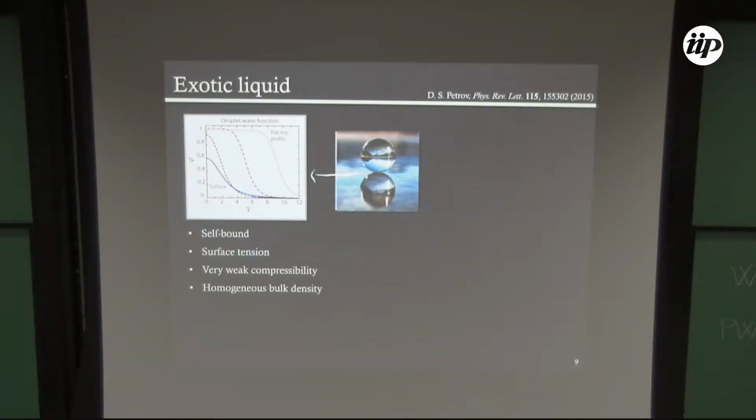This is a very exotic liquid because, first, it will be self-bound using just two-component Bose-Einstein condensates. It will have some surface tension. It will have some very weak compressibility. And an interesting property is that it will have a homogeneous bulk density, because as I explained before, the equilibrium density just depends on the interactions. So once you have the right interactions, if you put more and more atoms, the density has to be constant.